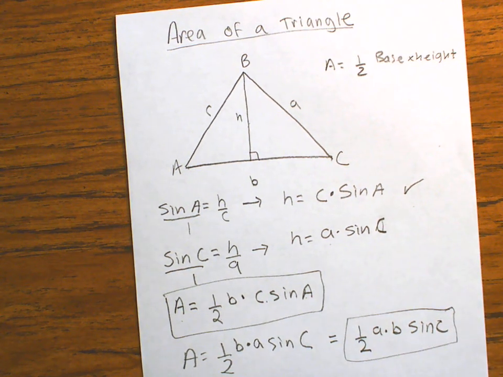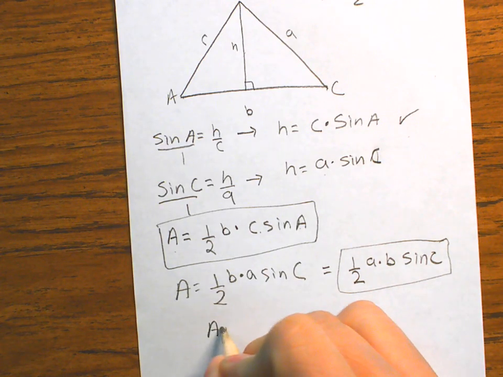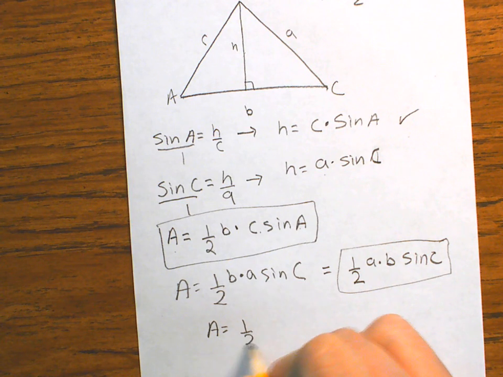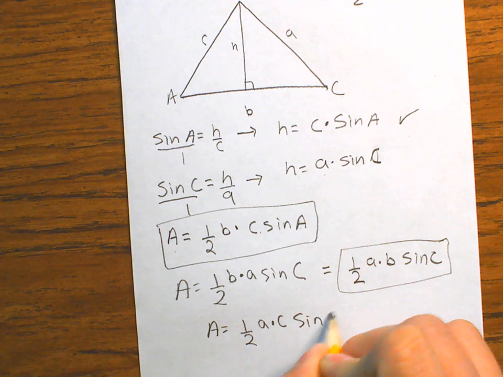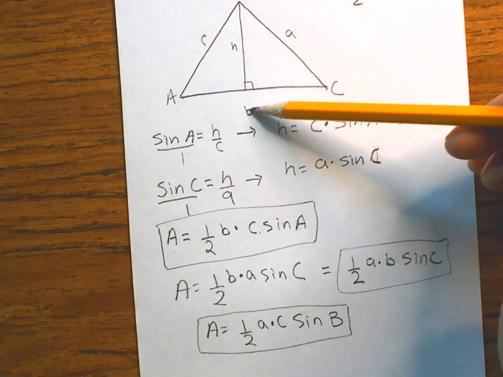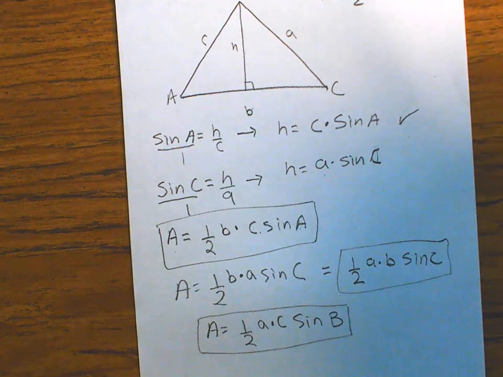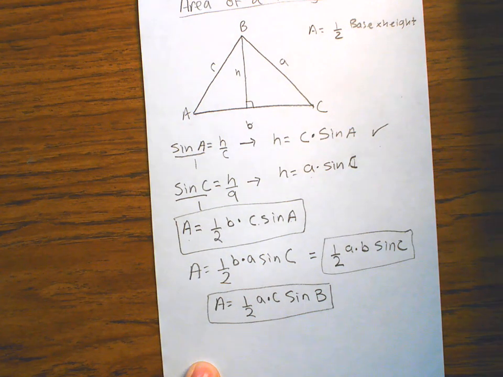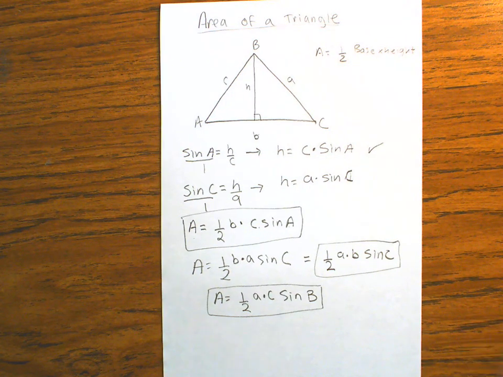Now, if I were to draw the altitude in a different direction, I would be able to derive the alternative equation, which is 1/2 A times C sine of B. Now, how do you know which one to use? Well, that really depends on what you are given. If you are given A and B, you'll probably know what angle C is, and you'll be able to derive the area of the triangle. So this is how those equations got derived for the area of a triangle.